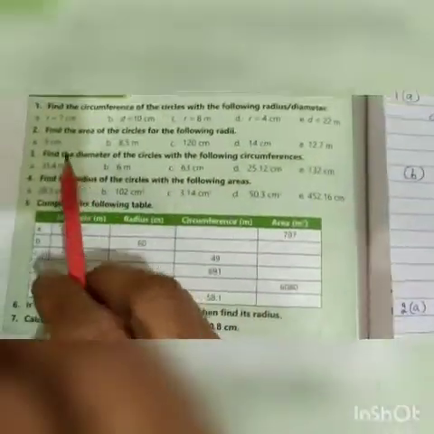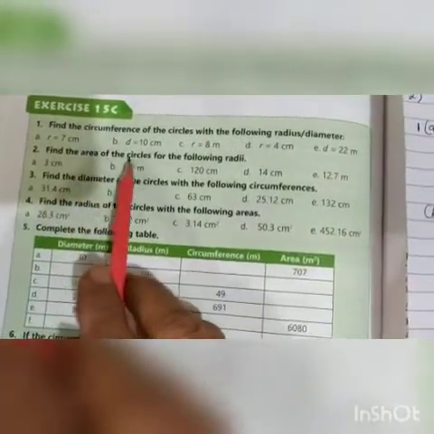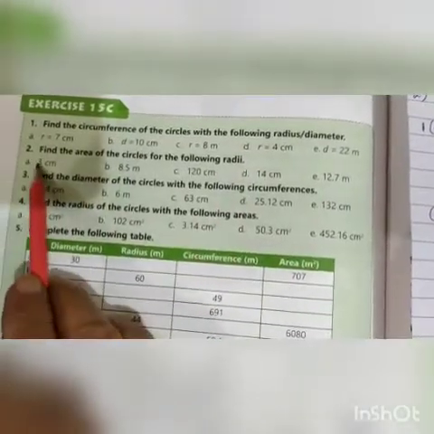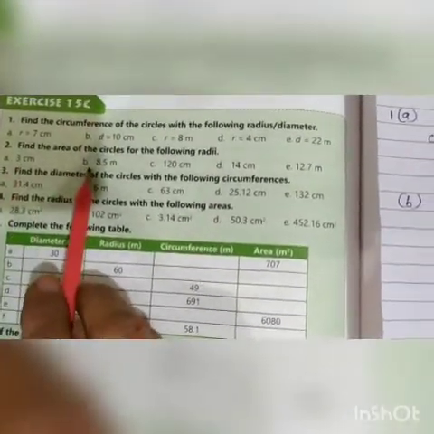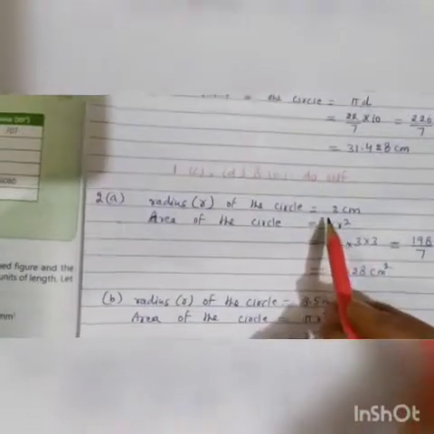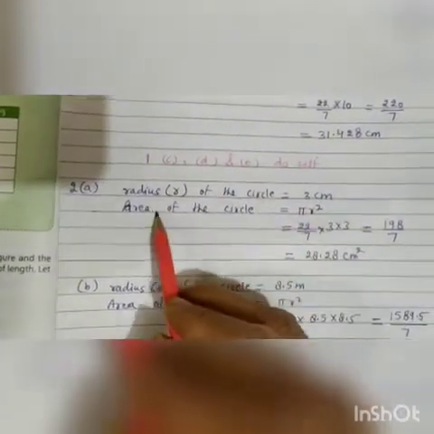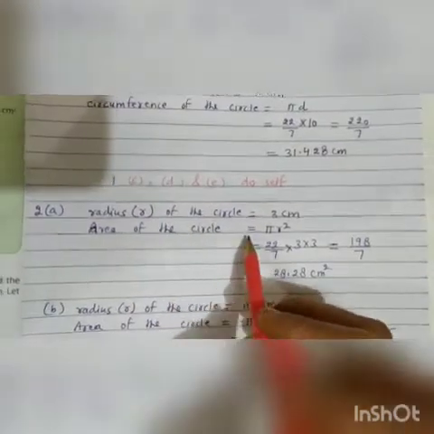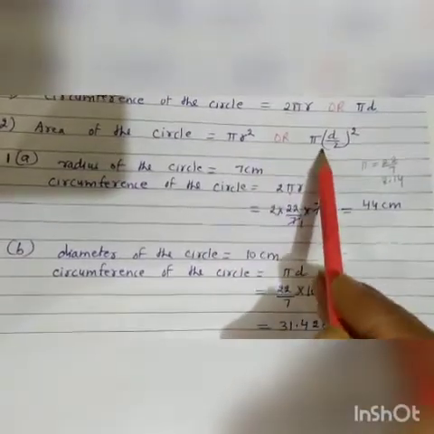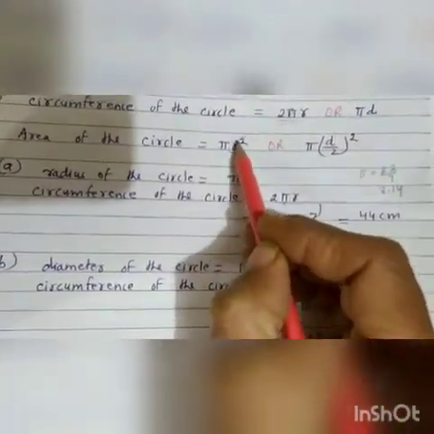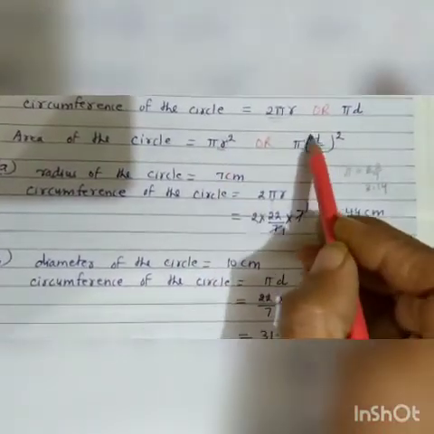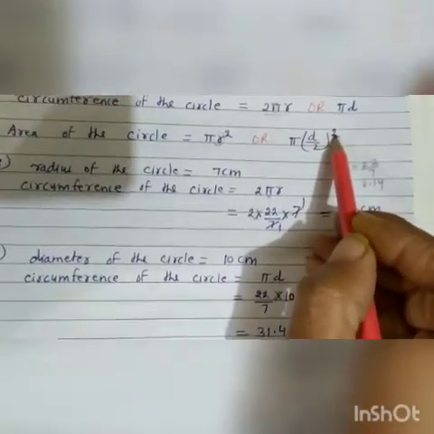Now come to the second question. In the second question, find the area of the circles for the following radii. Again, in this question also I am explaining only the first two parts A and B. The remaining parts you will do yourself. The formula to find the area of a circle is pi r square or pi d/2 whole square. In place of r I have written d/2 because radius is half of diameter.